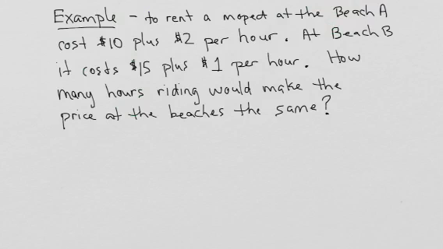All right, now let's try one of the other kind. This one says, to rent a moped at beach A costs $10 plus $2 per hour. So there's a fee to just get the moped, and then an additional fee based on how long you ride the moped. At beach B, it costs $15 plus $1 per hour. So they're charging you a little bit more up front, but a cheaper per hour rate. How many hours riding would make the price at the beaches the same? So we don't know when those are equal to each other.